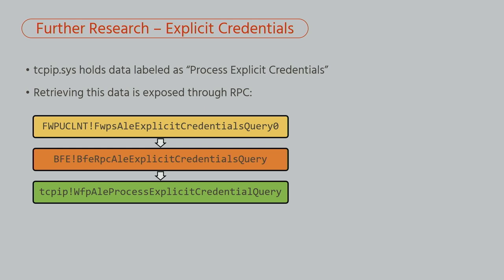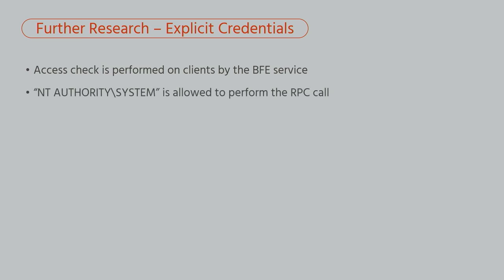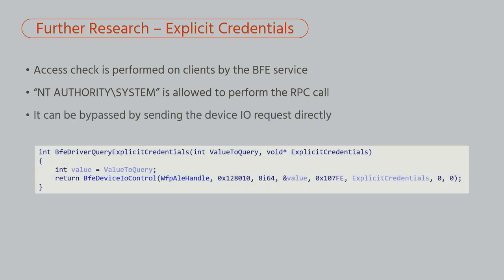Unfortunately, the exported function in the RPC client is undocumented, so this query is even more obscure. I tried calling the RPC method with arbitrary values, but got back the error code access denied. My immediate response was to execute the code again as system, which worked, but if we don't want to do that, we can just skip over this check. This check is done by the BFE service, so we can just send the device our request directly, the same device that you can see here.